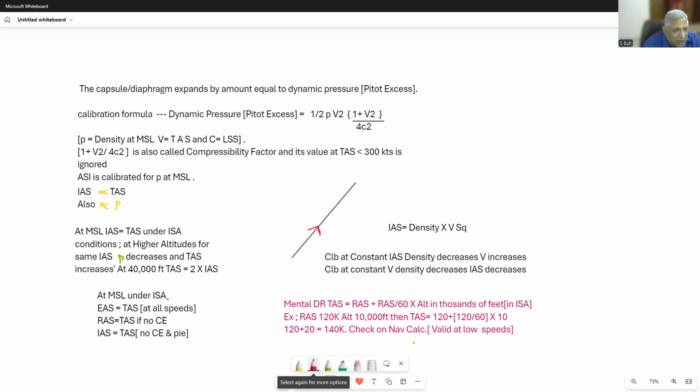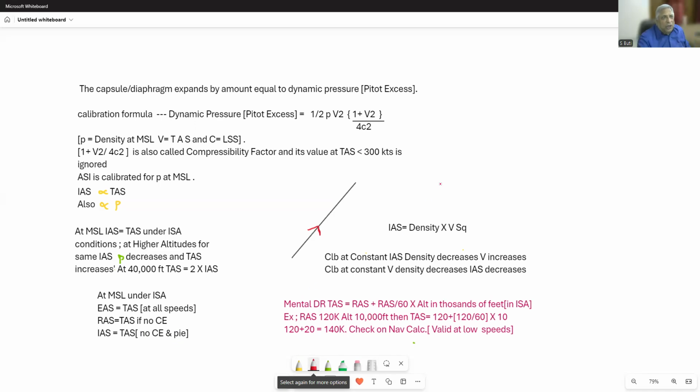So at mean sea level, as I told you, under ISA conditions, equivalent airspeed will be equal to true airspeed at all speeds. RAS will be equal to TAS if there is no compressibility error. That means true airspeed is less than 300. And further, IAS will be equal to TAS at low speeds, no compressibility error. As also, if there's no position and instrument error, then IAS will be equal to your TAS.